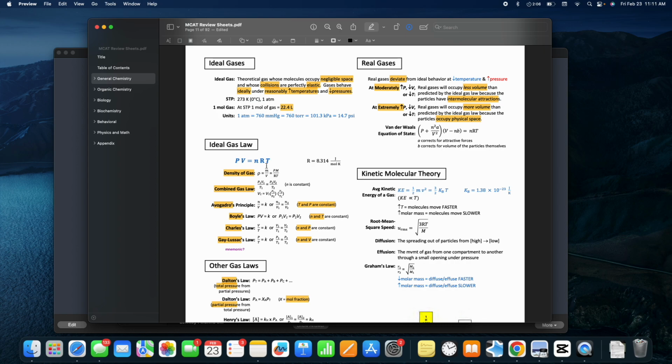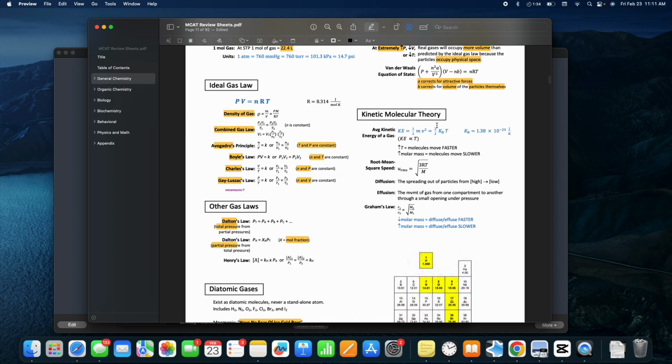So we have the nRT on this side. It's only the PV here. So for the P, we have n squared a over V squared. And for the V, we have minus nb. a corrects for attractive forces, and b corrects for volume of particles themselves. So b is for the occupation of space, and a corrects for the attraction.